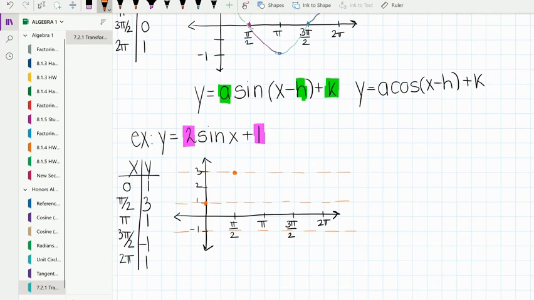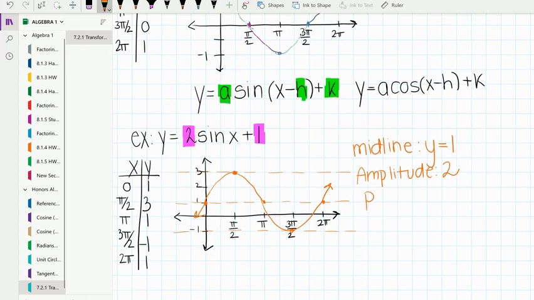So we have pi, 1, 3 pi over 2, negative 1, 2 pi, 1. So it's going to look something like that, okay? And then we'll just answer a few questions. So the midline of this graph is going to be y equals 1, because the midline is y equals k. The amplitude is going to be 2.